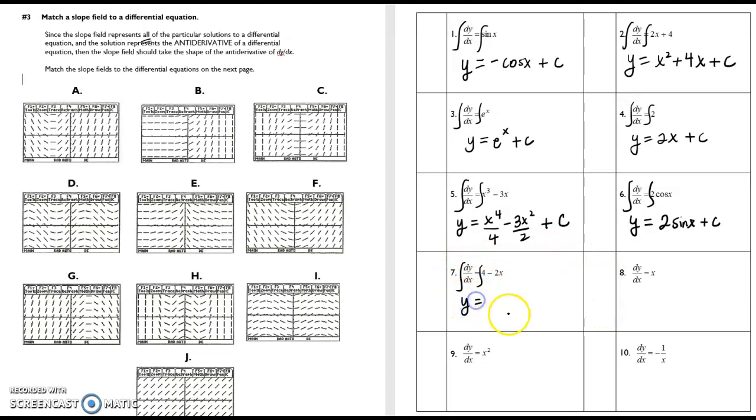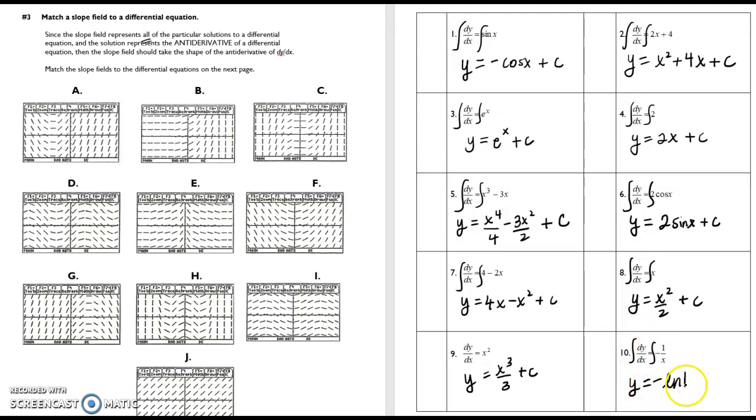Number 7, we'd have 4x minus x squared plus a constant. Number 8, we'd have x squared over 2 plus a constant. Number 9, we'd have x cubed over 3 plus a constant. And for number 10, oh, this is the tricky one. Don't forget the antiderivative of 1 over x is natural log of absolute value of x. So this is negative natural log absolute value of x plus c.